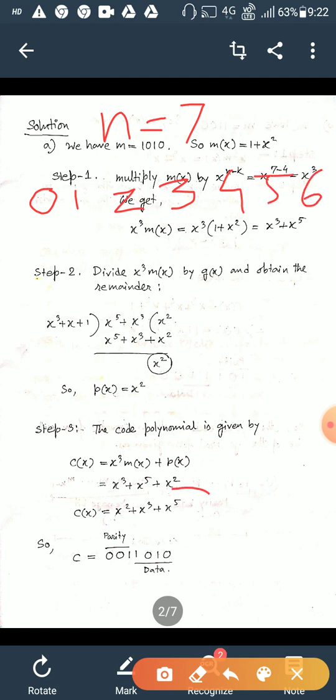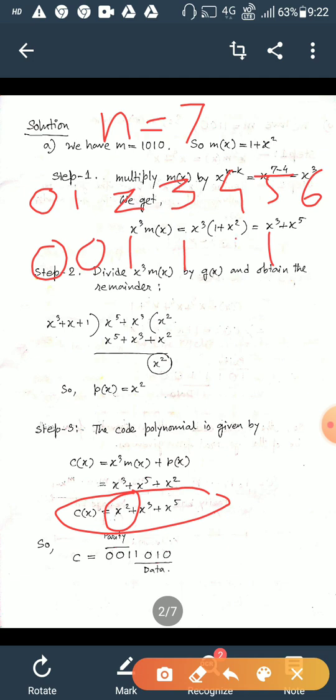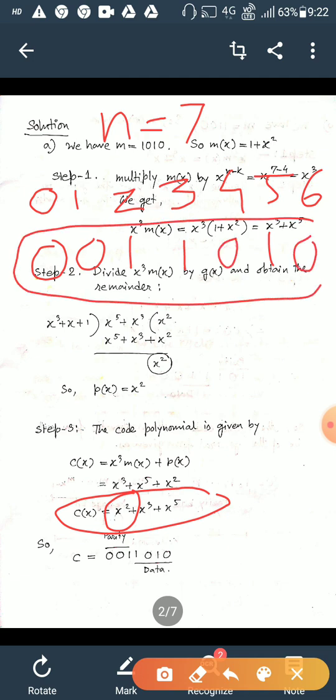Now in this formation for C(x), that x squared, that means position number 2 is active, so we have to apply 1 at position 2. X to the power of cube, that time also it will be 1, and x to the power of 5, here also it is 1, and the remaining you should apply as a value of 0. So the ultimate result is this one. This is the code word and also written in this position.